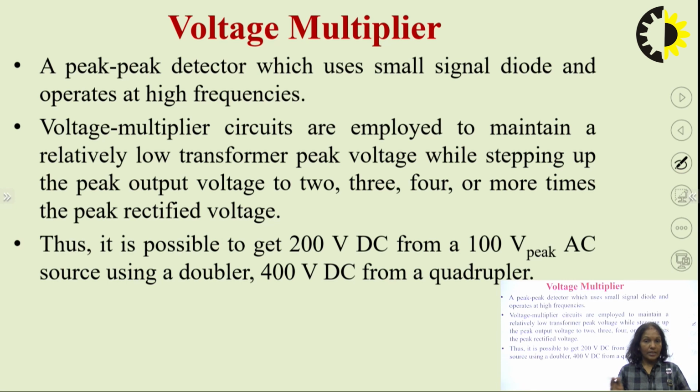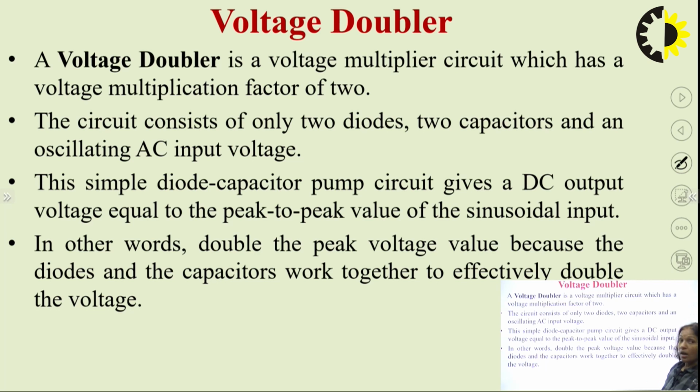So, as the name suggests, it multiplies the voltage which is available at the secondary winding of a transformer. It is possible to get 200 volt DC from a 100 volt peak AC source using a voltage doubler, and 400 volt DC from a quadrupler. Quadrupler means it gives you 4 times the voltage which is available. So, basically a voltage multiplier can be a voltage doubler, tripler, quadrupler or even more.